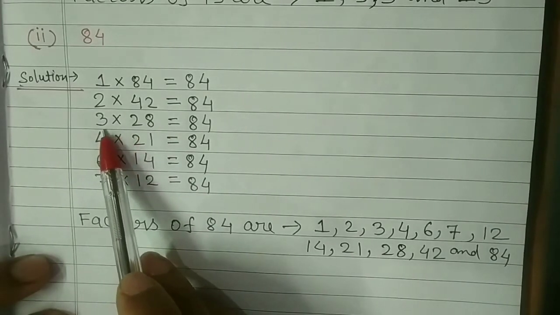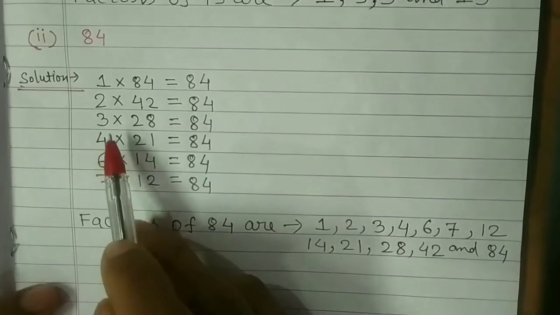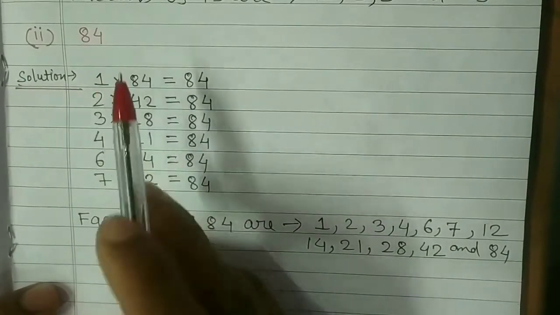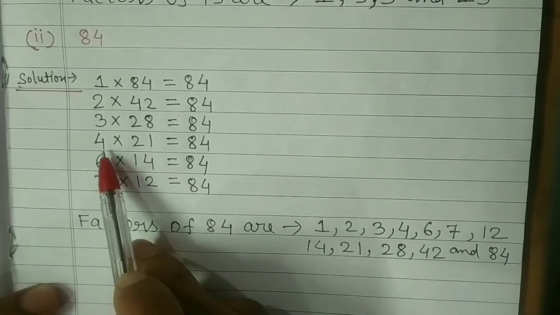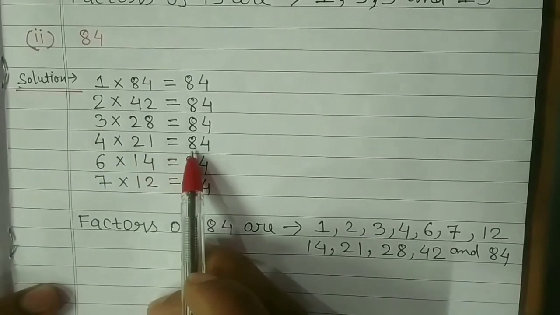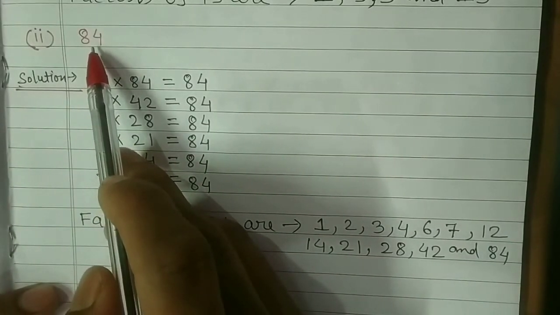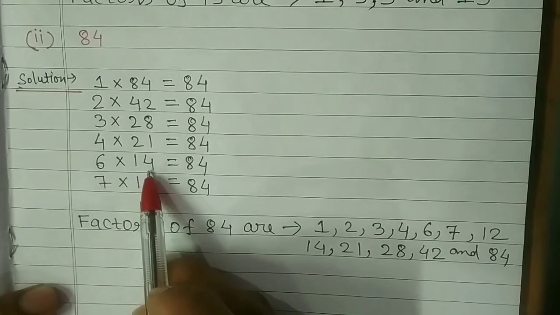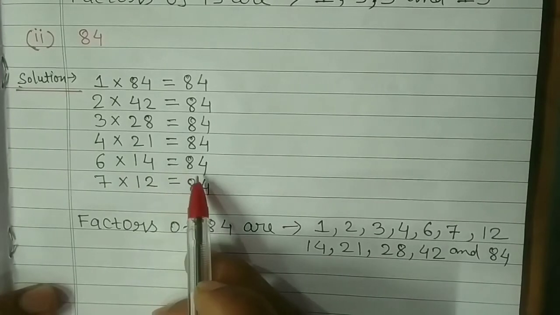So here I have written 3 into 28 equal to 84. Clear? Now after this number 3, the next number that will divide this 84 is 4 and the quotient will be 21. So I have written here 4 into 21 equal to 84. Clear? Now after this number 4, the next number that will divide this 84 is 6. And the quotient will be 14. I have written 6 into 14 equal to 84.